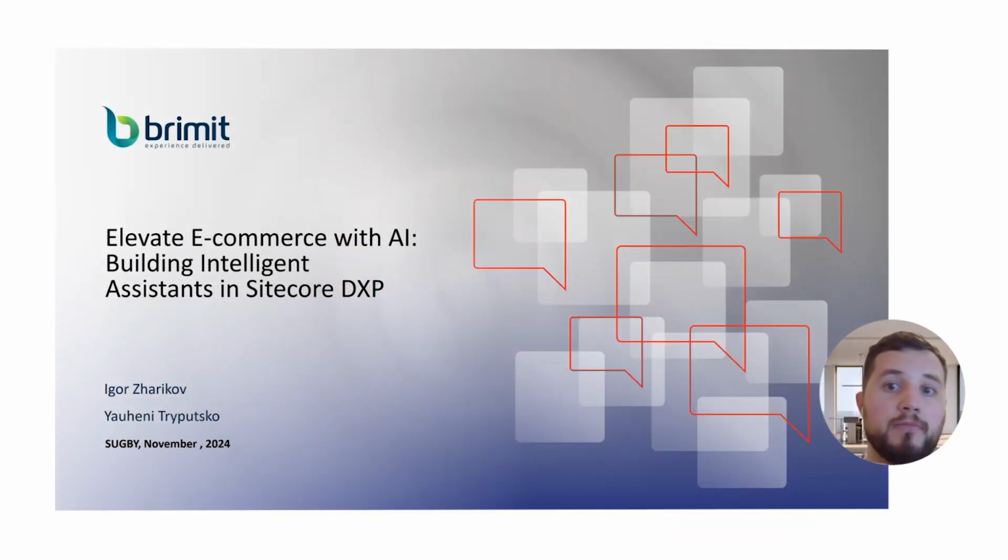Welcome to the session Elevator Commerce: Building Intelligent Assistant in Sitecore DXP. Today we are going to talk about how machine learning and artificial intelligence work in web development, talk about multimodal search, embeddings, and vector databases. Also, we will talk about Fluice AI service, and finally, talk about how to create an AI assistant which can send mails through Sitecore Send.